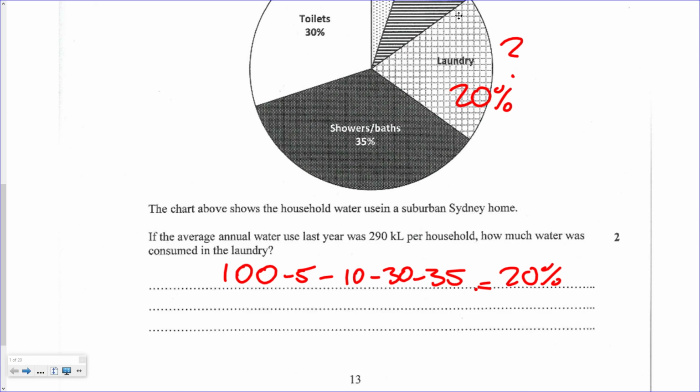So now that we've got that, we're told that we used 290 kilolitres, so therefore we just need to find 20% of 290 kilolitres, which equals 58 kilolitres. So that's the answer for the first one. It's just a matter of finding what percentage is missing, and then finding that percentage of the whole thing. Alternatively, what you could have also done is found 80% of the 290, because that's what you already have there, and then taken that away from 290, and that would also work.